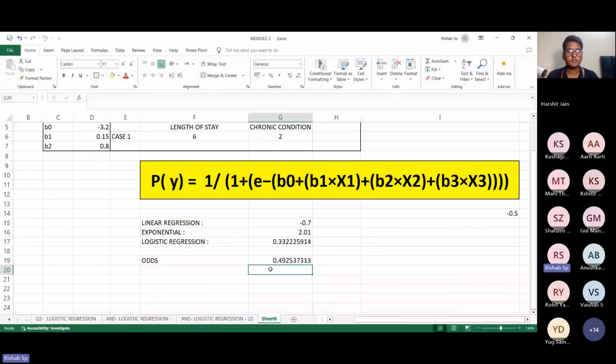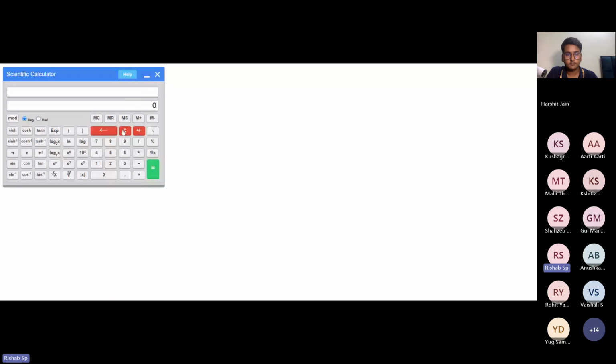0.59. Is it odds or log odds? Log odds, right? I will find the log odds. Screen is visible, right? 0.49. No. Yes. Now it is. The calculator. Yeah, that's it.